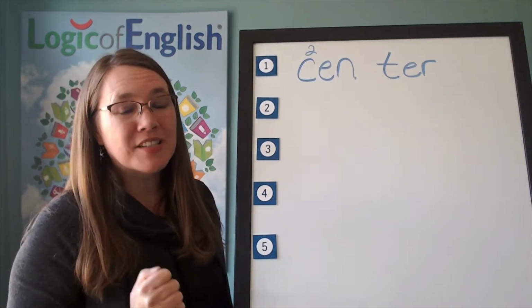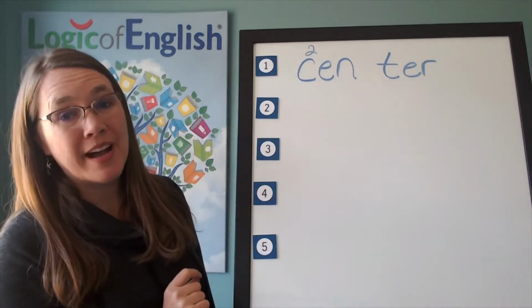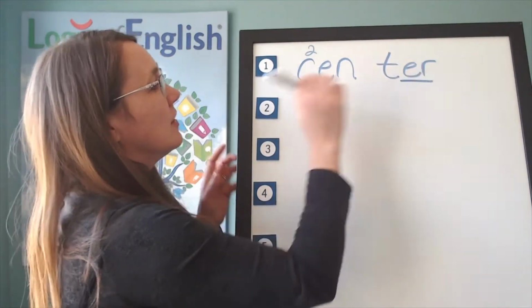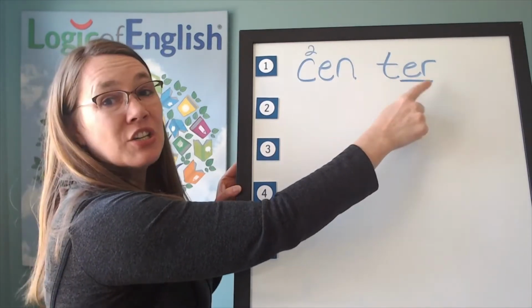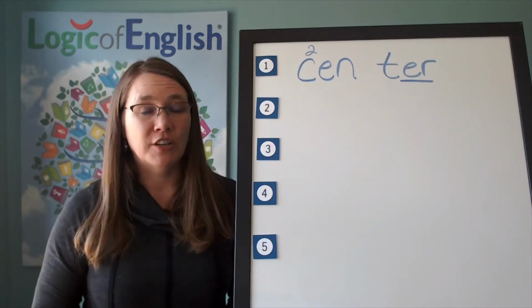C always softens to S when followed by an E, I, or Y. And how will we mark the rest of the word? We'll underline the Let's sound it out together. S-N-T-er. Center.